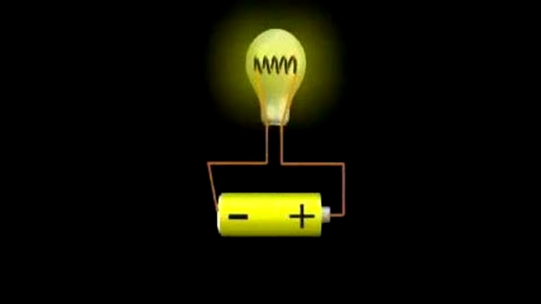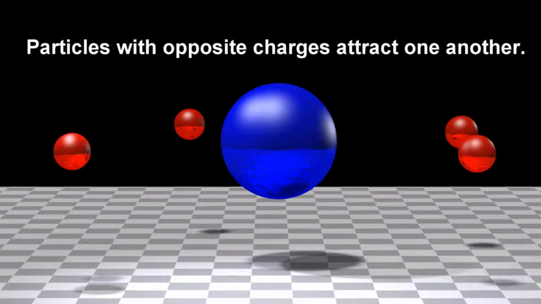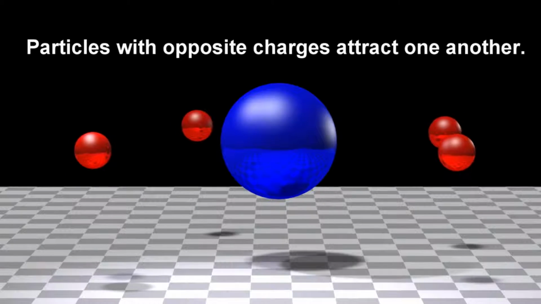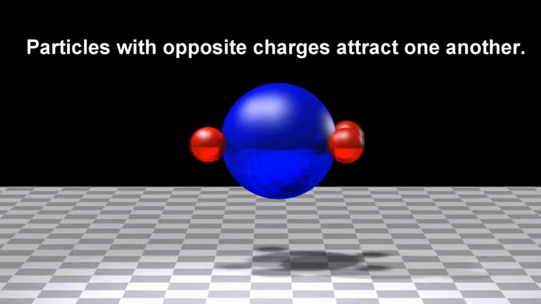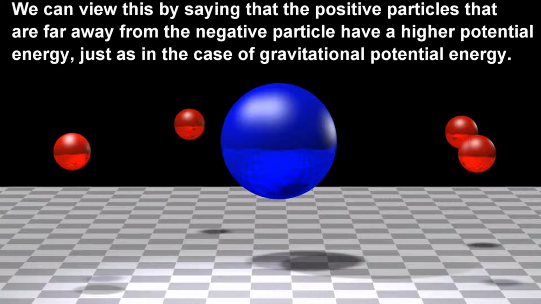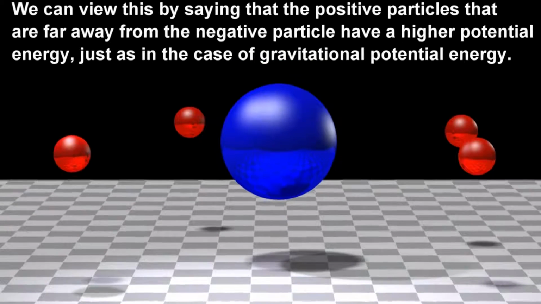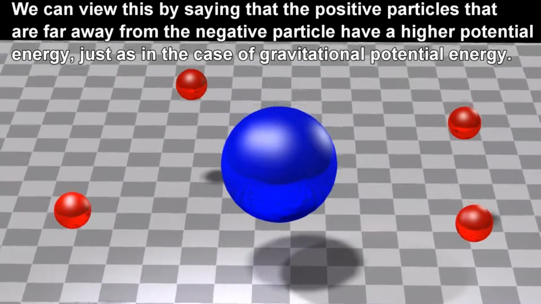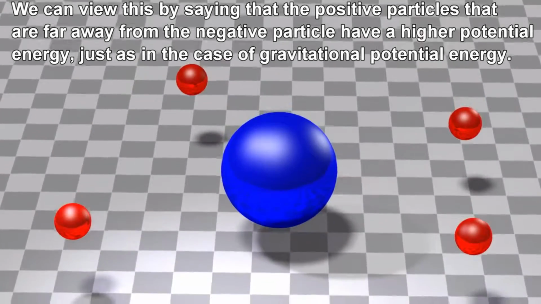So let's just get right into it. Particles with opposite charges attract one another. We can view this by saying that the positive particles that are far away from the negative particle have a higher potential energy, just as in the case of gravitational potential energy.